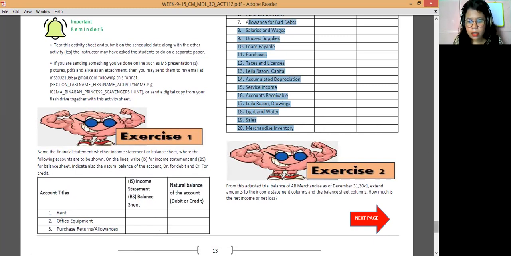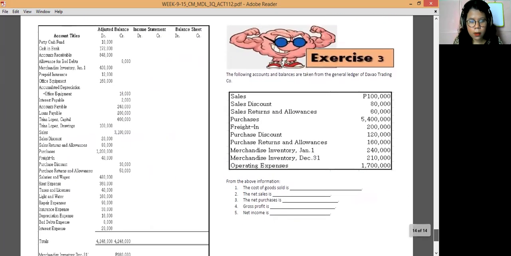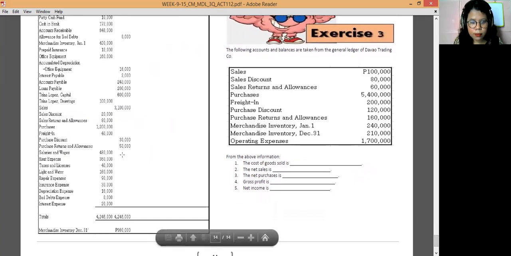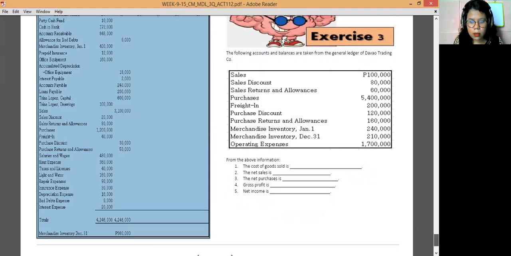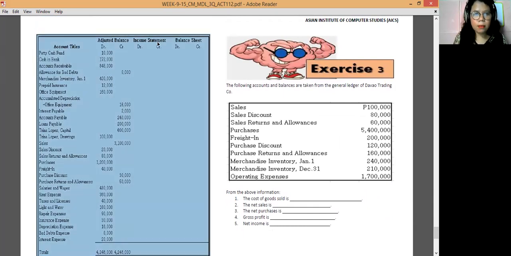Okay? Then, exercise 2. From this adjusted trial balance of AB Merchandise as of December 31, 20X1, extend amounts to the income statement columns and the balance sheet columns. How much is the net income or net loss? Okay? So, ito yon. Okay? So, ilalagay nyo po dito, yan, income statement and balance sheet.